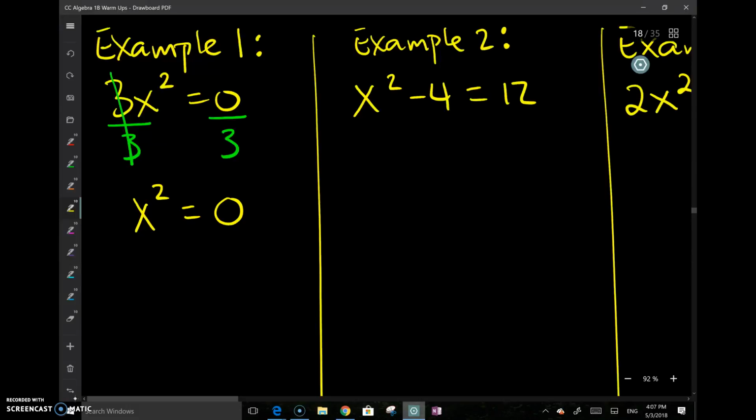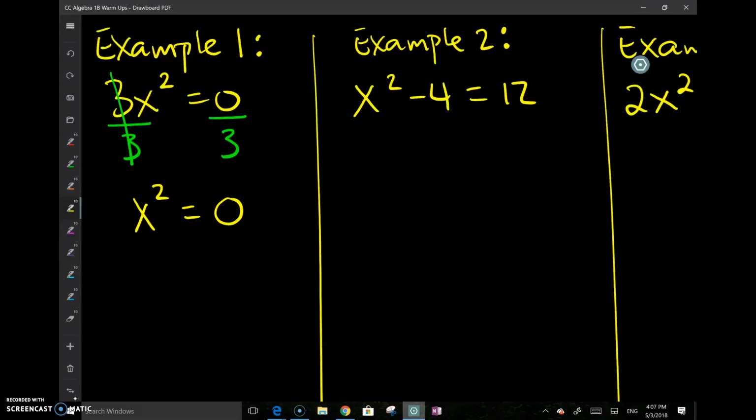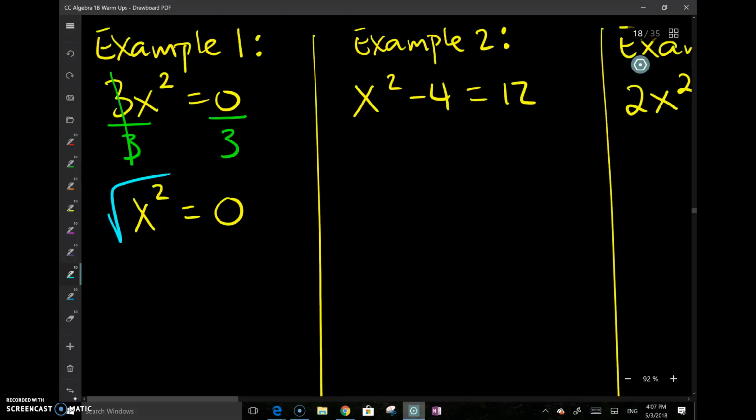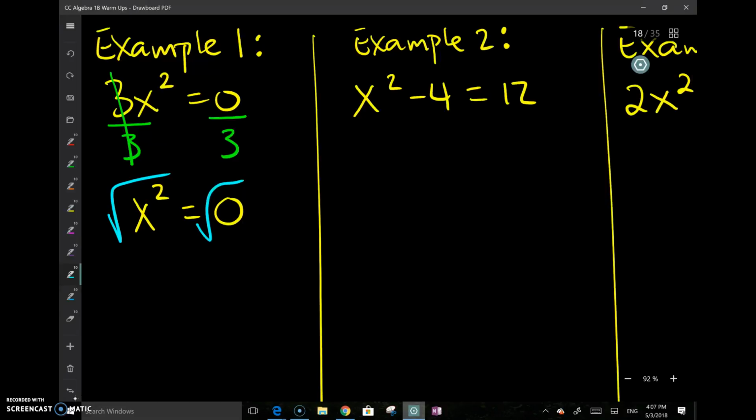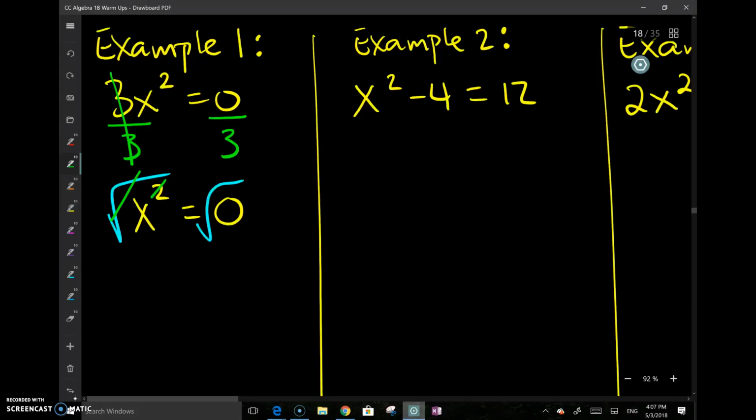Now, in algebra, there is a rule that says that the only way to undo a power of 2 is by using a radical. So a square and a square root are opposite operations of each other. So if I do this here, I must also do it right there, because that's how we keep equations balanced. So this and this cancel. I get my x by itself, and the square root of 0 is simply 0, and that would be my answer.